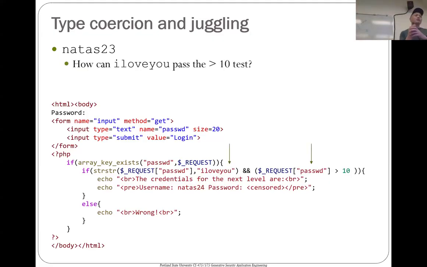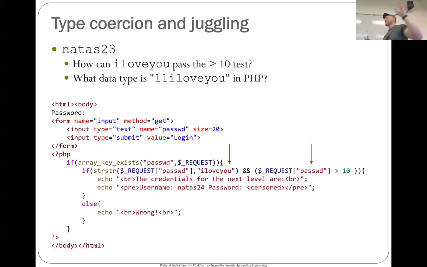So how can the string "I love you" pass the greater than 10 test? What data type is "11 I love you" in PHP? It turns out in PHP, if the string begins with integers and it's being compared to an integer, it'll take that string and convert it to an integer based on the first digits that are part of this string, and it will truncate the rest of the characters. So take all the integers at the beginning of the string, turn that into an integer, and then do the comparison. That is how this works.